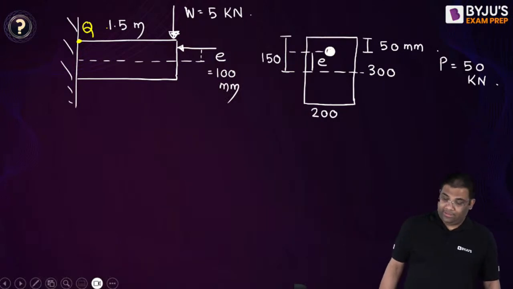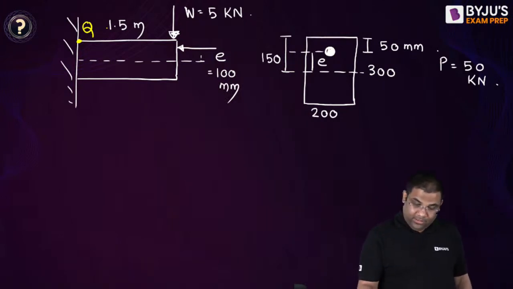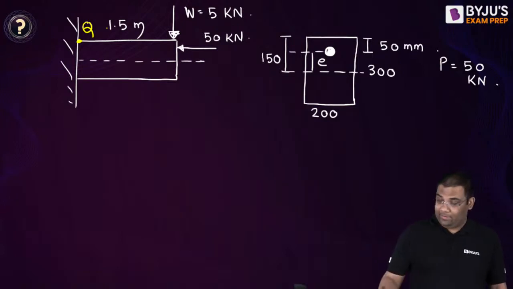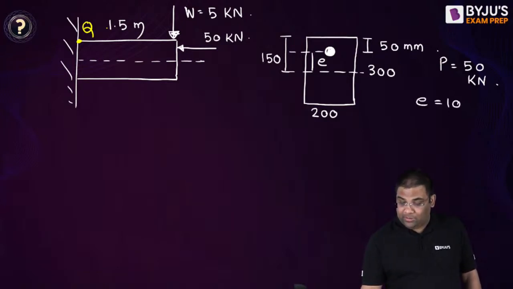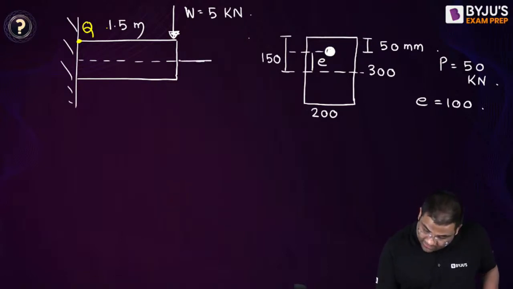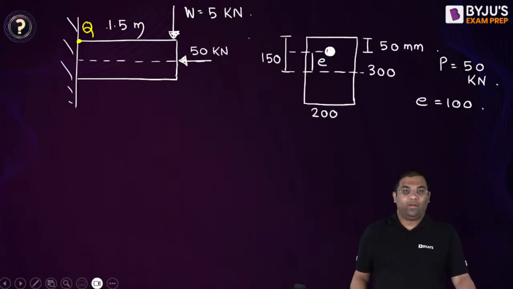Okay, now see. This load is acting here. 50 kN is acting at an eccentricity of 100. So what will I do? I'll transfer this load to the axis. When I transfer this load to the axis, there will be a moment also, right?